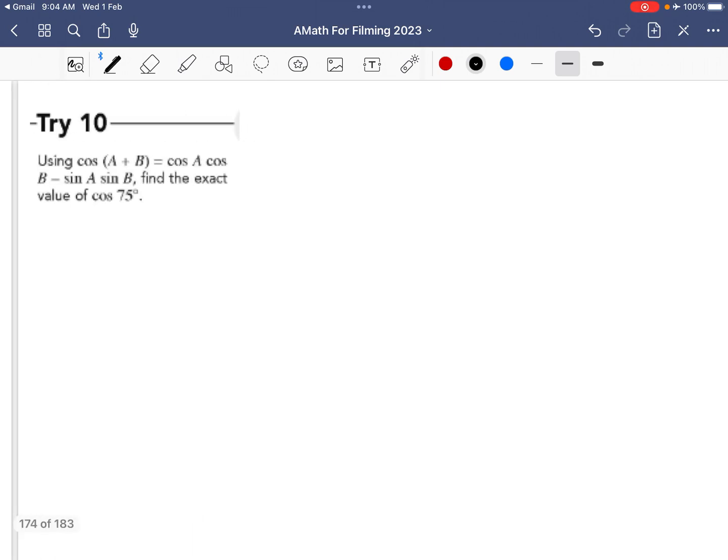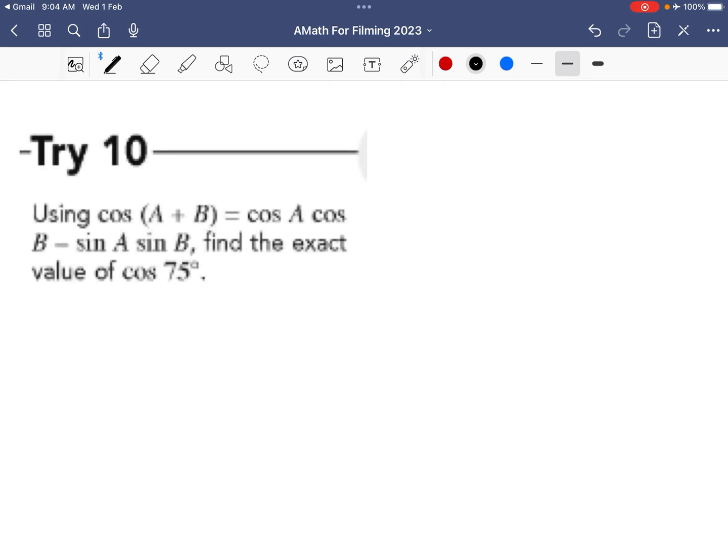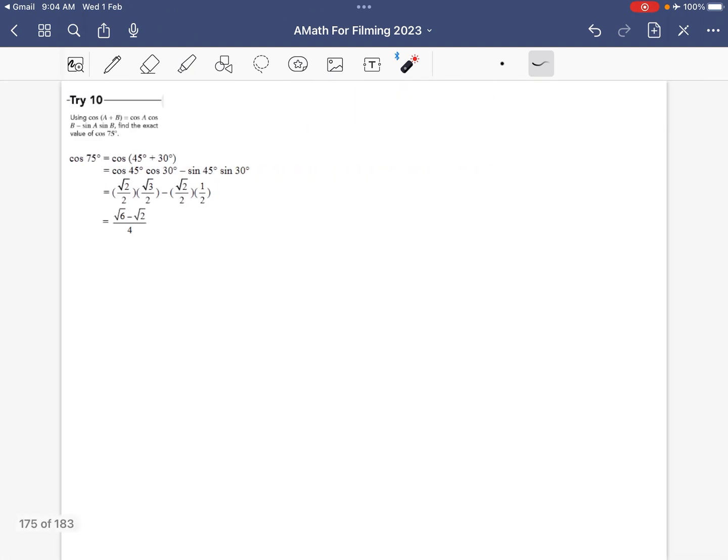Okay, please attempt try 10, and then I will actually pause the video, attempt try 10, and then I will go through it in a few moments. Okay, in 3, 2, 1.